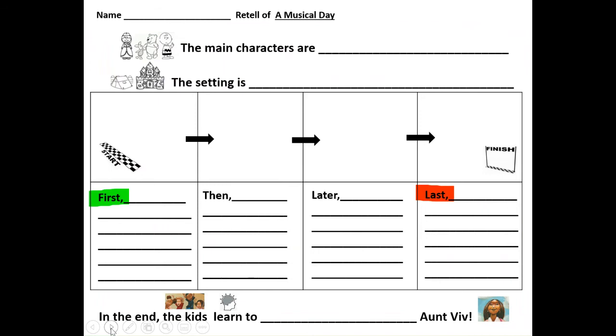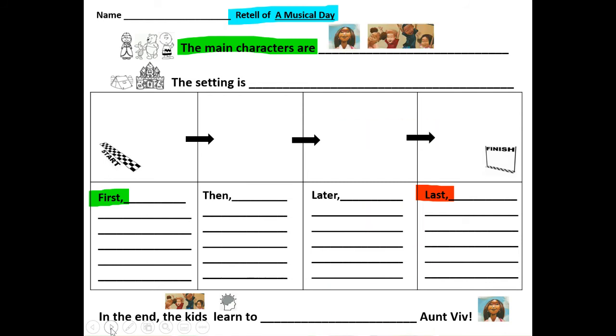So let's retell the story out loud first. Retell of A Musical Day. Who are the characters in the story? The main characters are, who are they? Say it out loud. The main characters are, well, if you remember, they're Aunt Viv, Tom, his sister, and their two friends. The setting, where does the story take place? The setting is Tom and his sister's home.